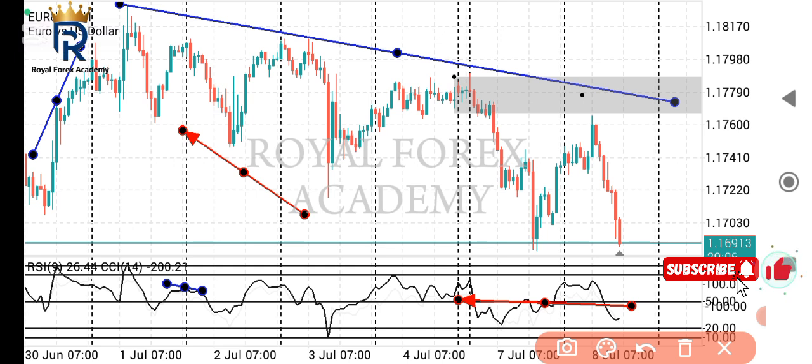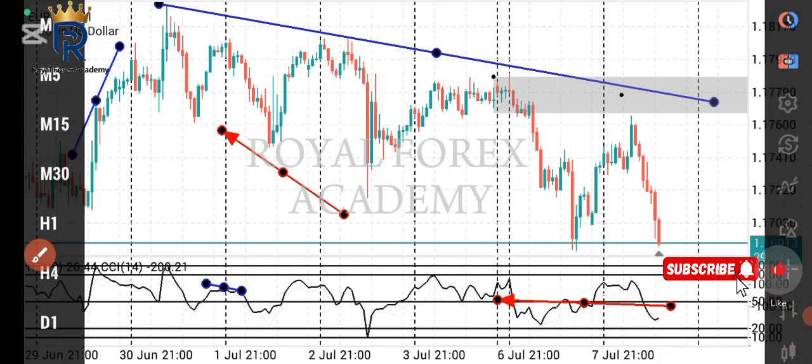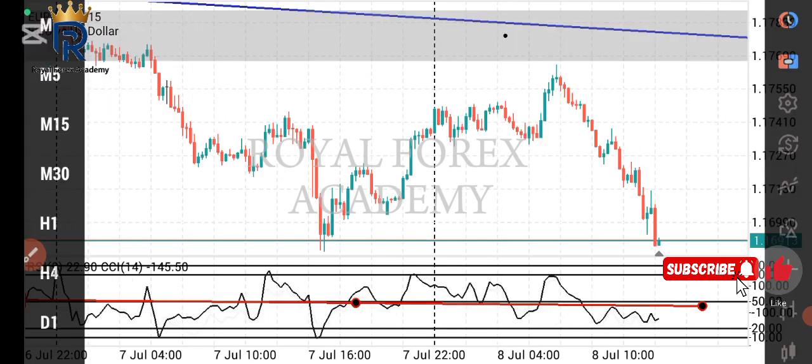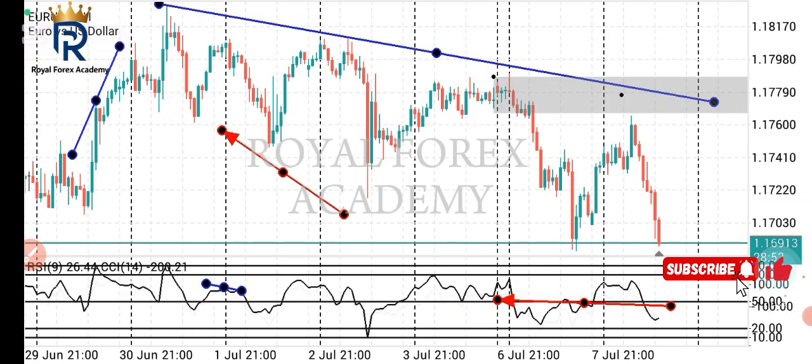So do we have divergence on this one? Let's look at our 15 minutes before the reversal. No, we don't have divergence on this. So it is not in every case that we have divergence, but in most cases, anytime you get divergence in the direction of the trend, it plays out 80 to 90%.